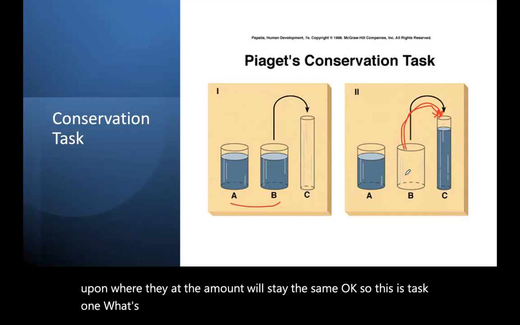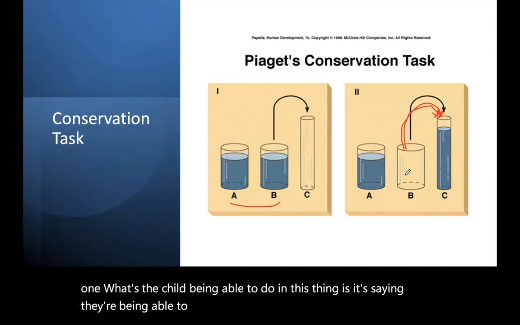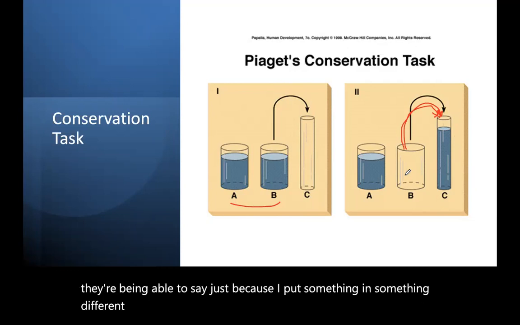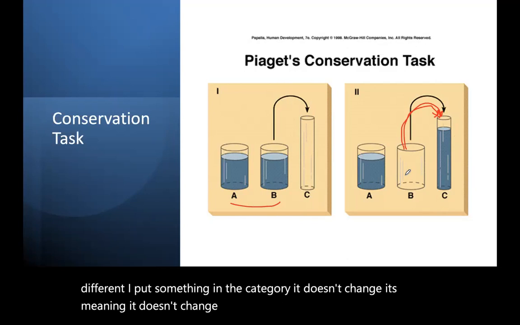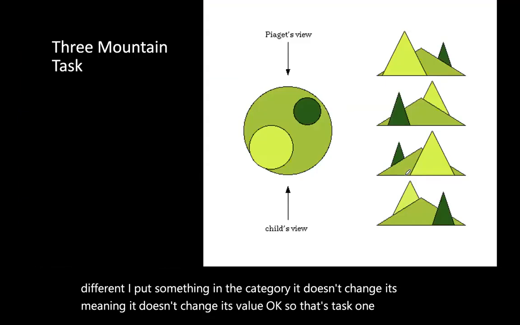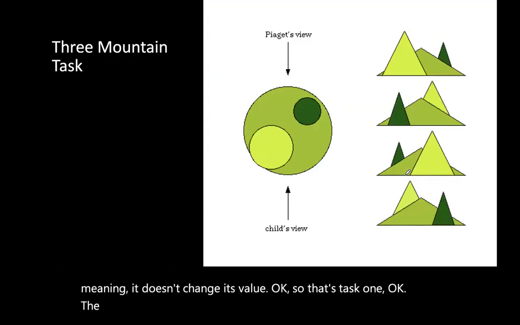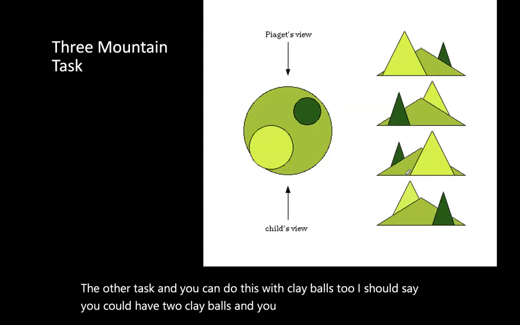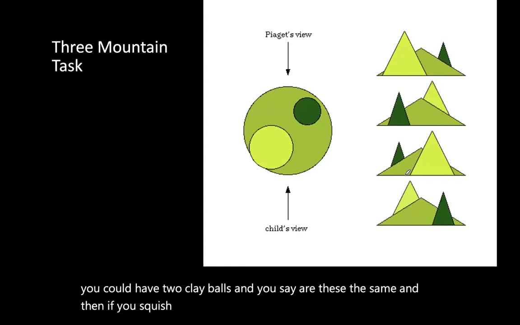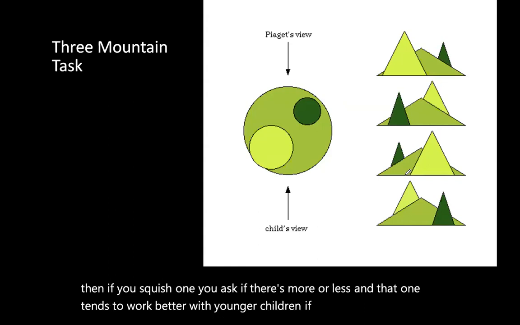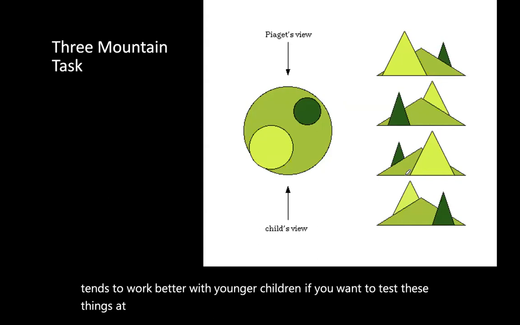What's the child being able to do in this task? They're being able to say, just because I put something in something different, I put something in a different category, it doesn't change its meaning. It doesn't change its value. Okay. So that's task one. The other task, and you can do this with clay balls too. I should say you can have two clay balls and you say, are these the same? And then if you squish one, you ask if there's more or less. And that one tends to work better with younger children. If you want to test these things at home, that's a clay ball example.